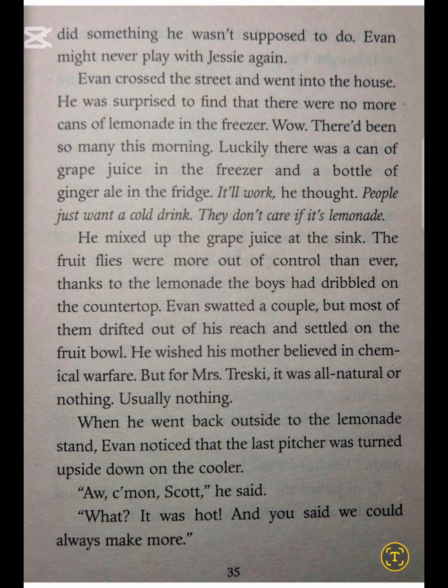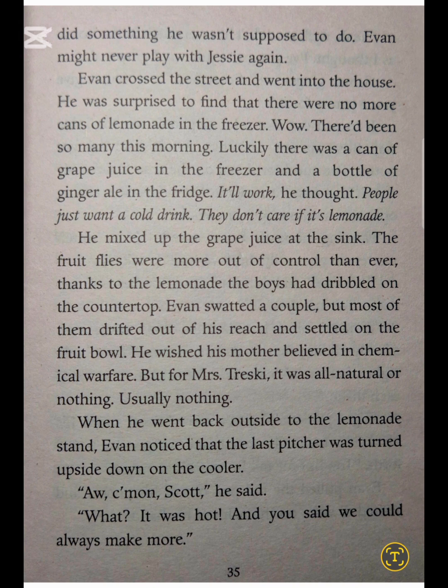He was surprised to find that there were no more cans of lemonade in the freezer. Wow! There had been so many this morning. Luckily, there was a can of grape juice in the freezer and a bottle of ginger ale in the fridge. "It'll work," he thought. "People just want a cold drink. They don't care if it's lemonade." He mixed up the grape juice at the sink.